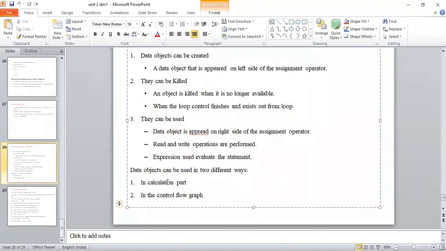Data objects can also be used in two different ways: one is for calculation purposes, and the other is for control flow graph purposes. The data object can be used in the calculation part, or it can be used in the control flow graph.